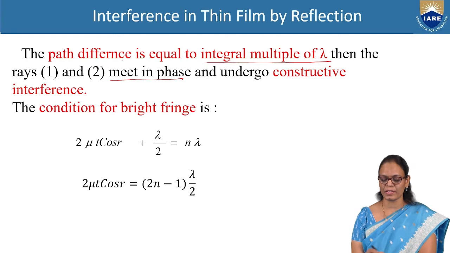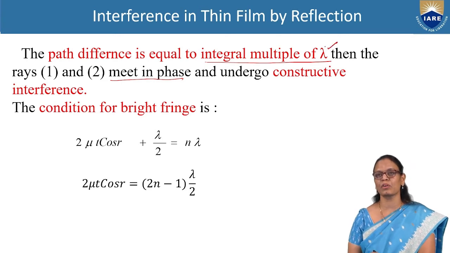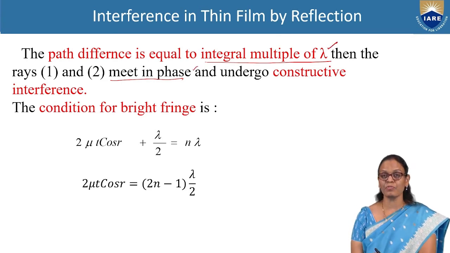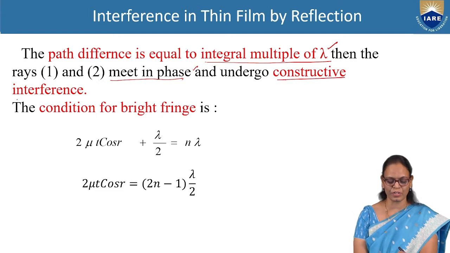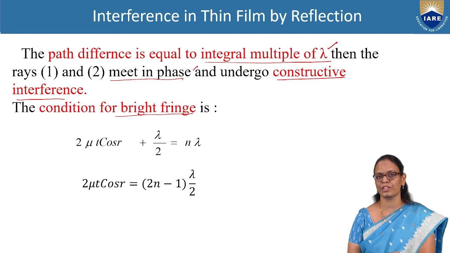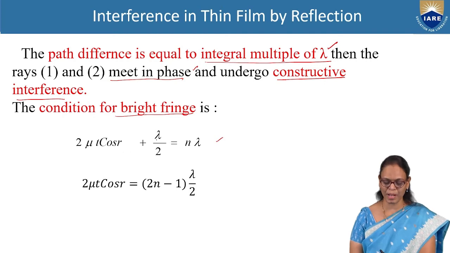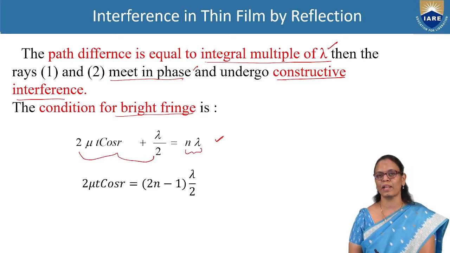If the path difference is an integral multiple of lambda, they will meet in phase and we have constructive interference, and constructive interference gives rise to a bright fringe. So we are going to put the condition. What is the path difference? 2 mu t cos r plus lambda by 2 is equal to n lambda. So this is the condition. If the path difference is an integral multiple of lambda, we will have constructive interference.